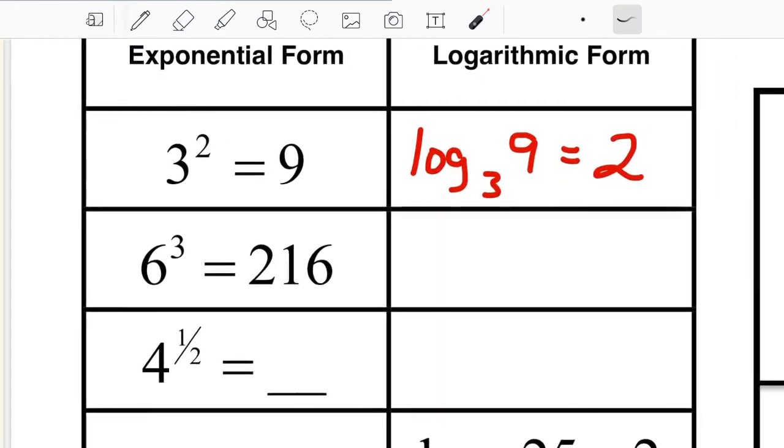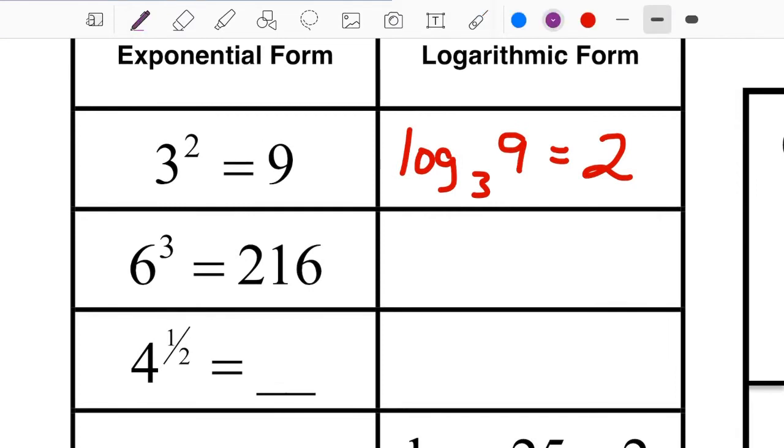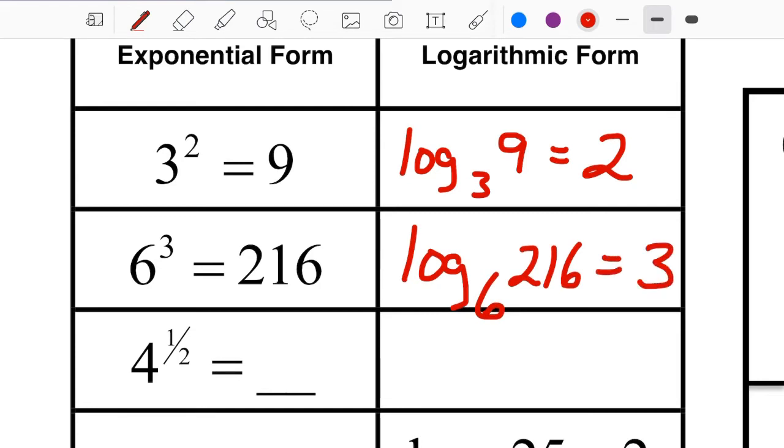How about the statement that 6 to the third power is equal to 216? Could you just take it and put the numbers in the new places? Try it. So how did you do? You would say the log base 6 of 216 is equal to 3.